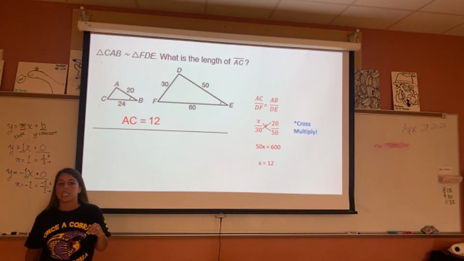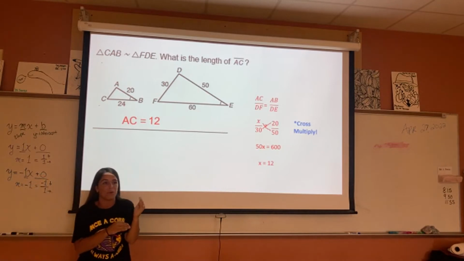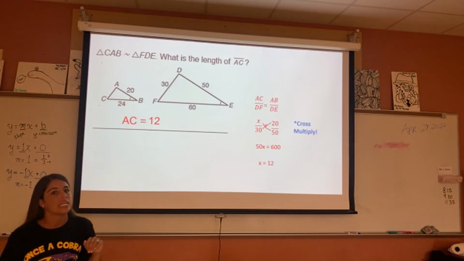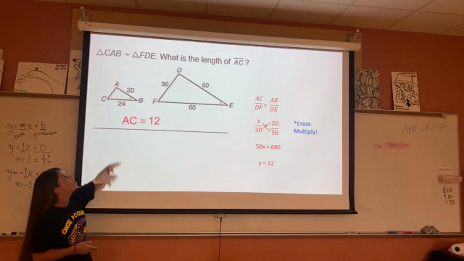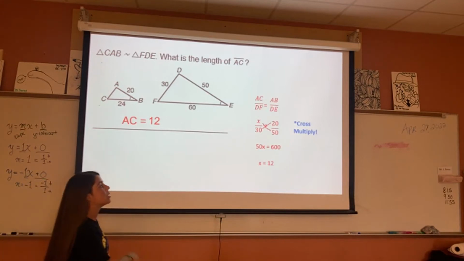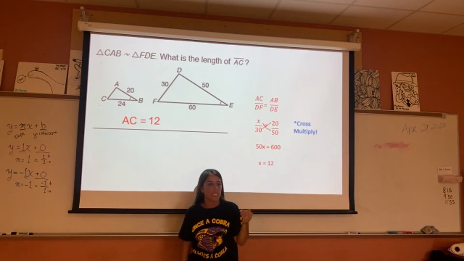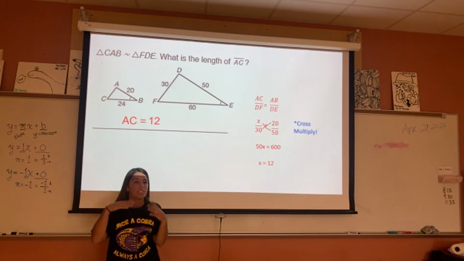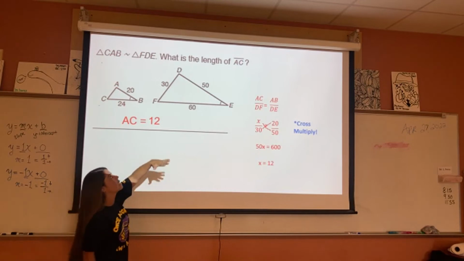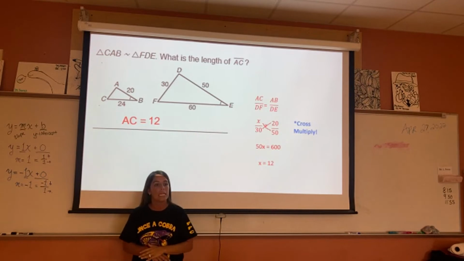When we set up this proportion, I had to use AC over DF because AC was what I was solving for and DF was its corresponding side. I set it equal to AB over DE. You also could have set it equal to CB over FB. You still would have gotten the same answer. What this really means to me, 12 over 30 is equal to 20 over 50. 12 over 30 simplified is 2/5. 20 over 50 simplified is 2/5. Again, all that's saying is these sides are 2/5 the length of their corresponding sides in that second triangle.